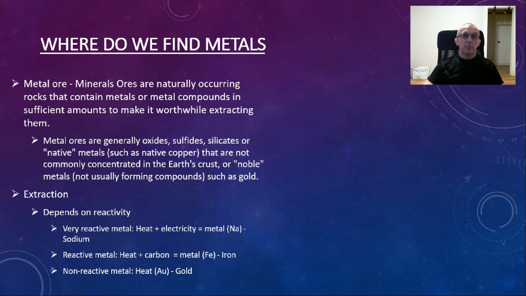Reactive metals, you put heat and carbon. In this case, we get iron, Fe. Iron is pretty reactive because it joins easily with oxygen, forming iron oxide. So if you take iron ore and you add heat and carbon, you get the iron metal.